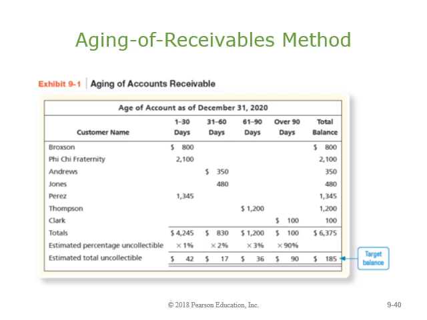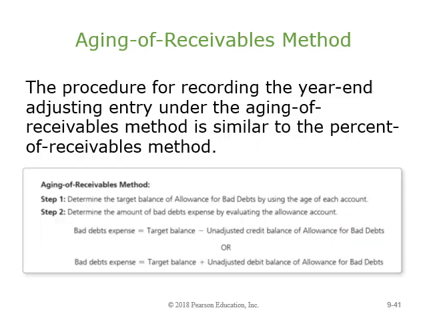So for each of those different lanes, we calculate what our estimated uncollectible is. Of the $4,245, 1% or $42; $830, 2%, or $17; $1,200, 3%, or $36; and then the $100, 90%, or $90, for a total uncollectible of $185.